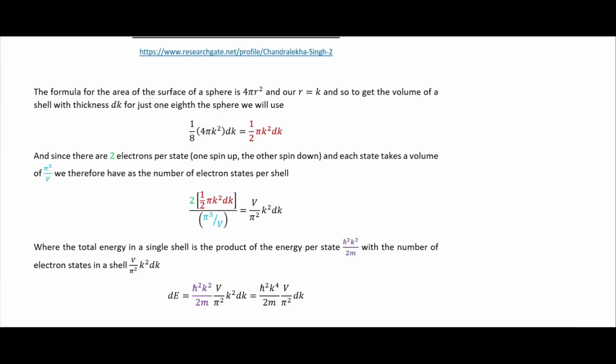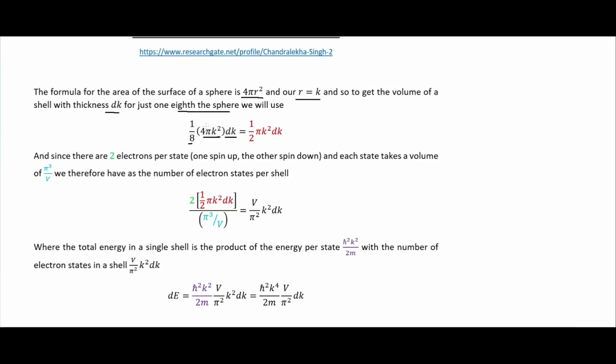So the formula for the area of a surface is 4 pi r squared. Our r is going to be equal to k, because the k's are the vectors pointing out to that shell of the sphere. So to get the volume of a shell with thickness dk for just 1/8 of the sphere, which is why we're dividing by 1/8, we will use this. So we have our 4 pi k squared, which is the area of the surface of the sphere, times the thickness of that shell.